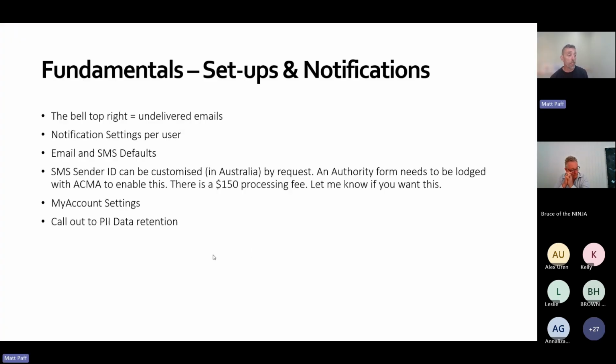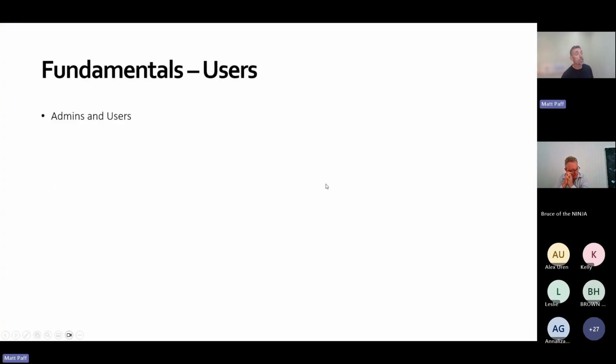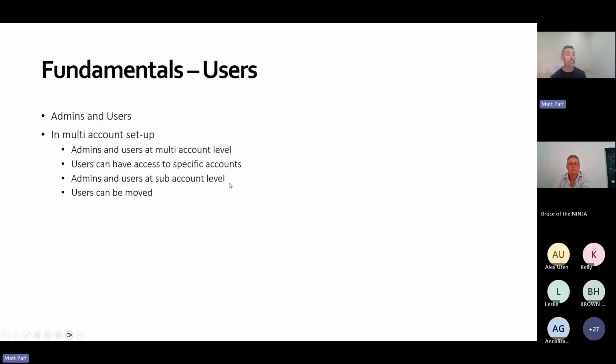I called out the PII data. Moving into the system, there are 2 types of users in vSure, an admin user and a user. The only difference between the two is an admin can add other users, a user cannot, and an admin can change the settings that we've just talked about. A user cannot change settings, okay? The other thing is that admin and users can exist at each level of a multi-account. So there are admins and users at the top level, and there are admins and users at the sub-account level.